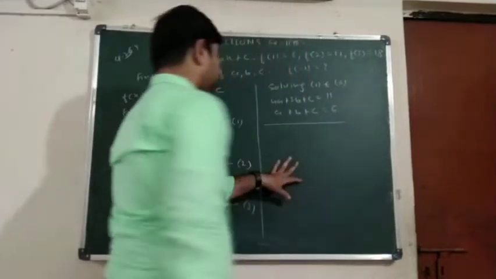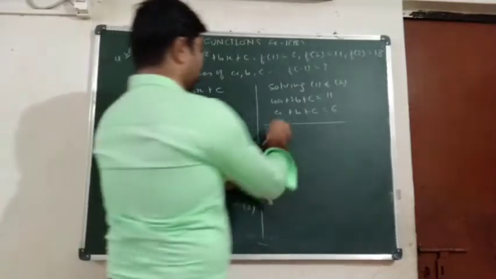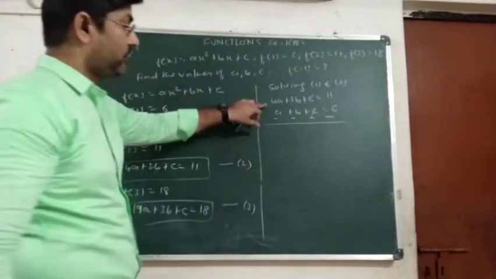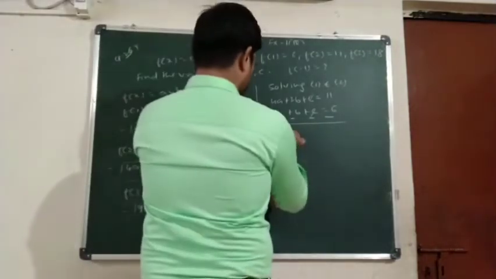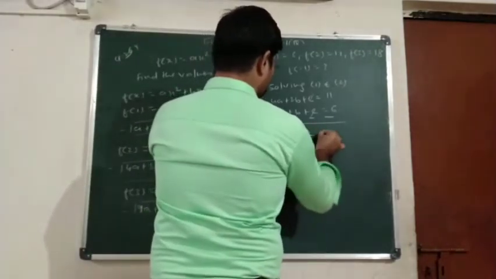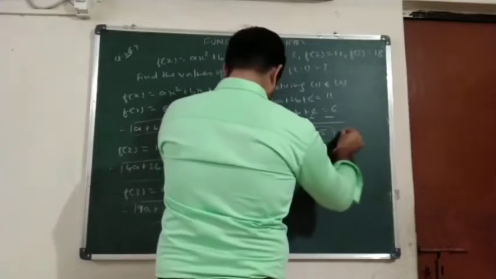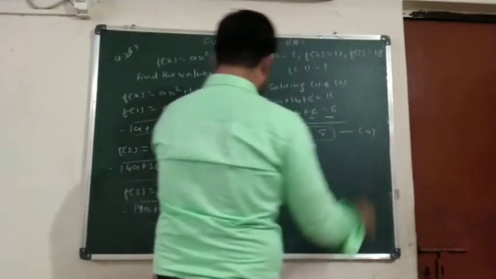Okay, now let us reduce. So we will change the sign, plus c minus c will get cancelled. 4a minus a will be 3a plus b is equal to 11 minus 6 will be 5. Number this equation as equation number 4.